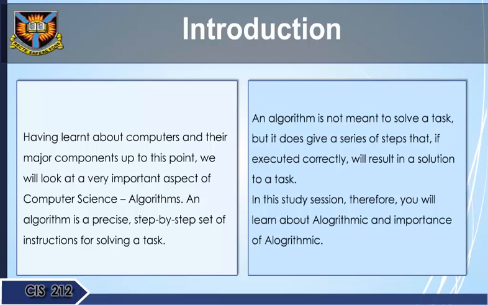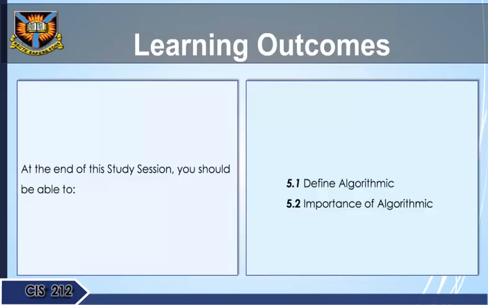An algorithm is a precise step-by-step set of instructions for solving a task. An algorithm is not meant to solve a task, but it does give a series of steps that, if executed correctly, will result in a solution to a task. In this study session, therefore, you will learn about algorithms and the importance of algorithms. At the end of this study session, you should be able to define an algorithm and explain the importance of algorithms.